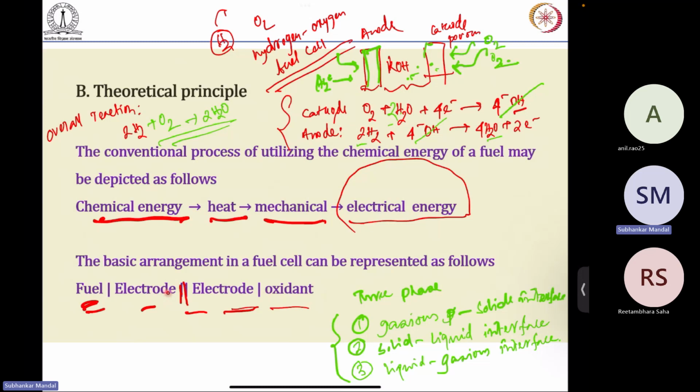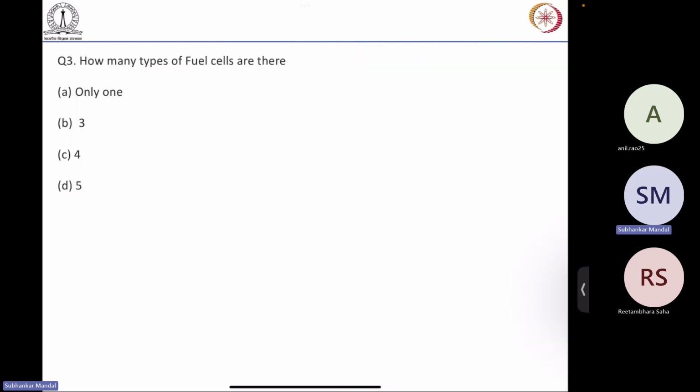Okay, so on this basis, we can go to the next question. How many types of fuel cells are there? Option A, only one. Option B, 3. Option C is 4. And option D is 5. I think these things were discussed in the class. How many types of fuel cells are there? Only 1, 3, 4, or 5. Which one will be the answer?